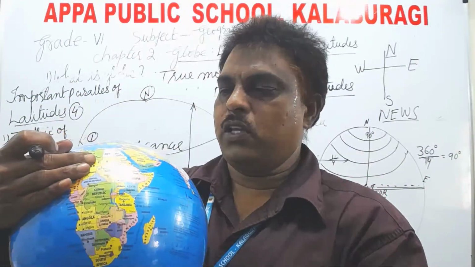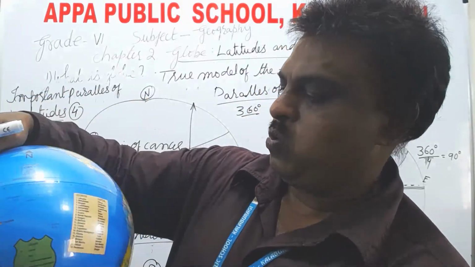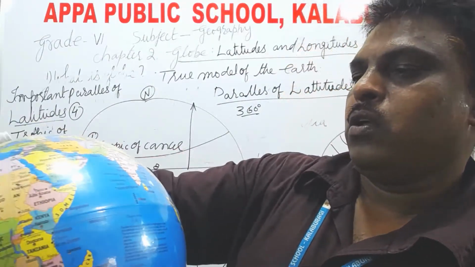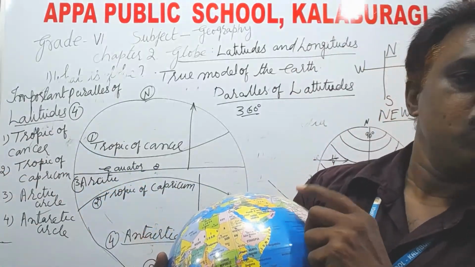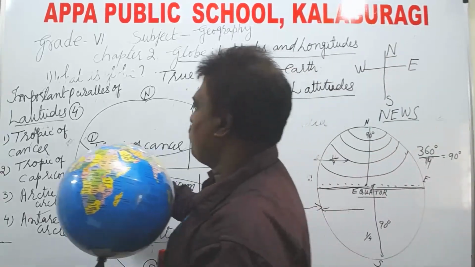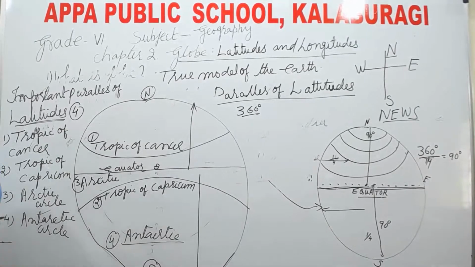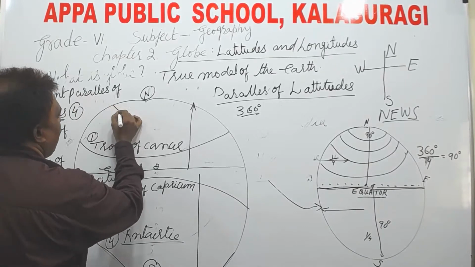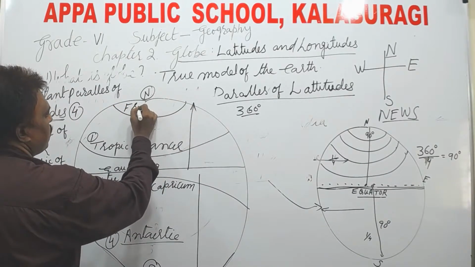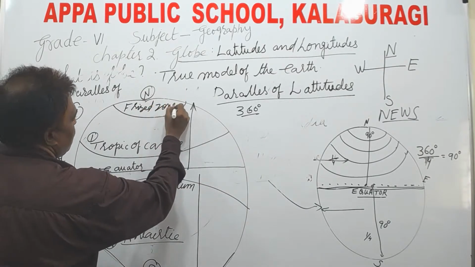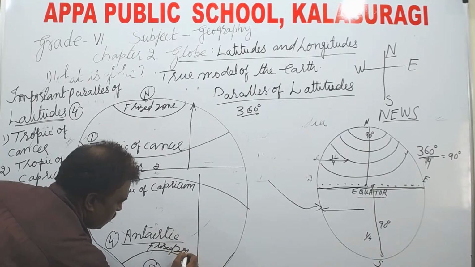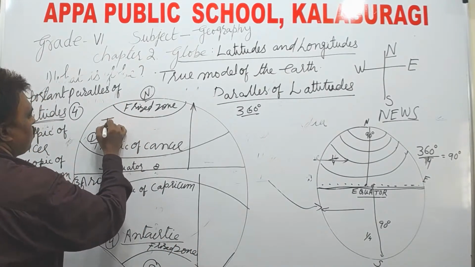Why is the difference there? This goes to the continents of America, Australia and Africa, all these continents. To learn about the equator position, these four latitudes play an important role in understanding more about this. Based on these parallels, we have the freeze zone. Here also we have the freeze zone, and apart from the freeze zone, we have the torrid zone.